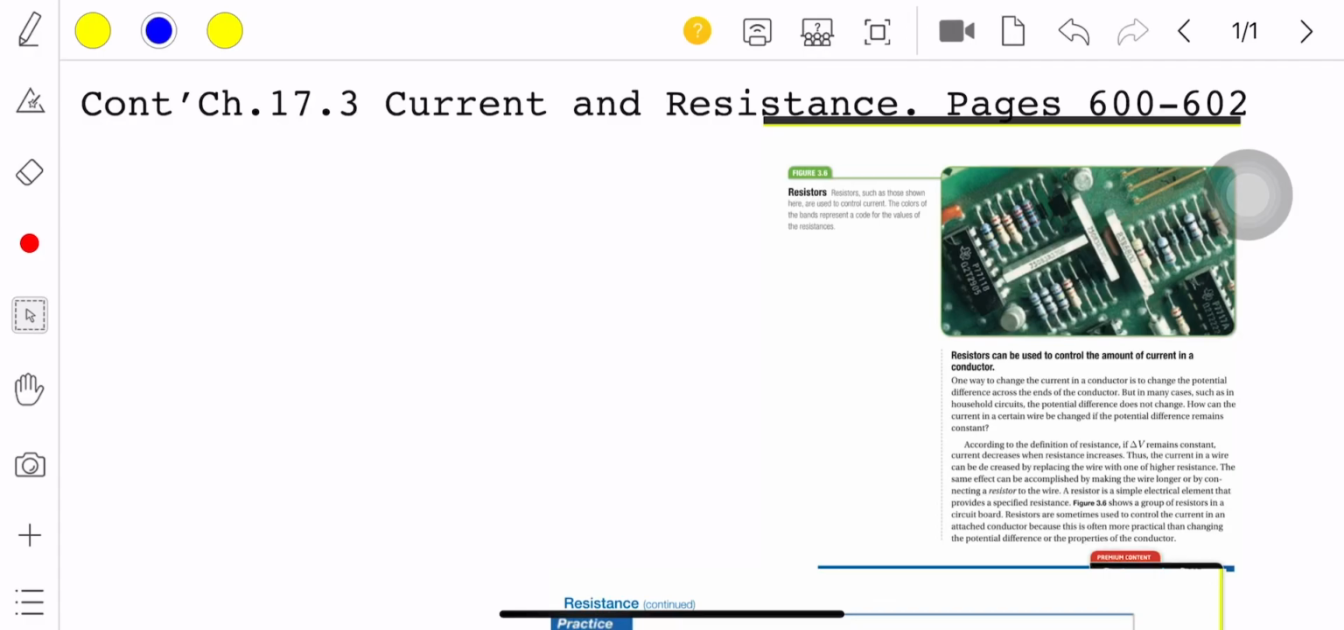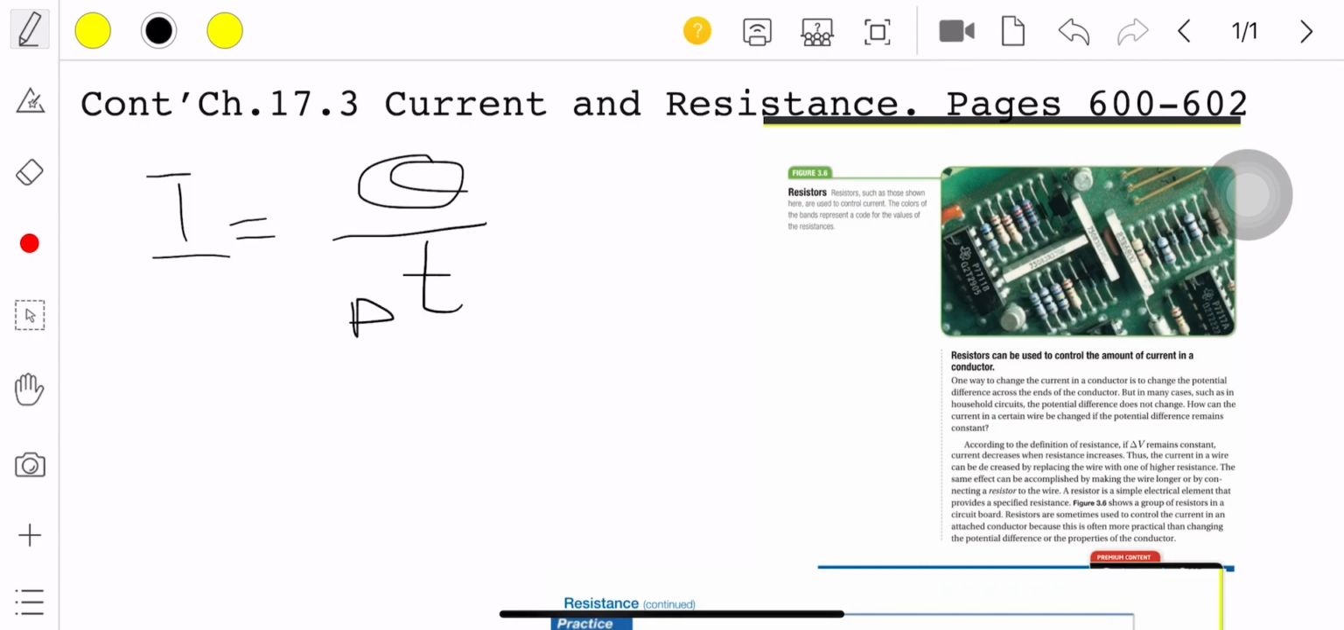Current and resistance, pages 600 up to 602. Our topic was about the electric current. We define the electric current as the flow of electric charge. Let me remind you quickly. We defined the electric current before. We said I is equal to Q over delta T.